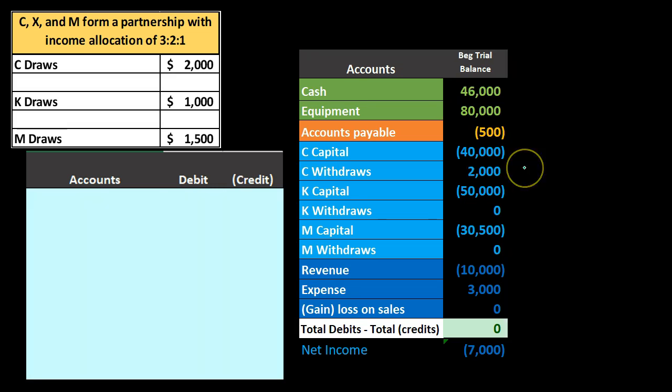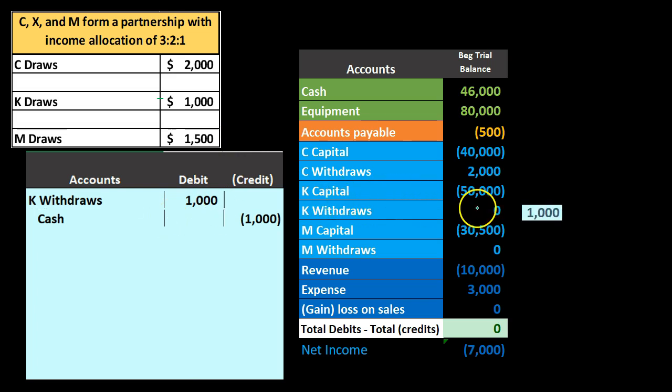We're going to do the same thing for K here. So K has 1,000 draws. K's draw is going to go up in the debit direction by that 1,000. The other side of it, then cash is going down. We paid out cash to K as draws. When we record this, we see that the draws is going to go up. So here's draws. It's going up from 0 by 1,000 to 1,000. The cash is going from 46,000 down by 1,000 to 45,000.